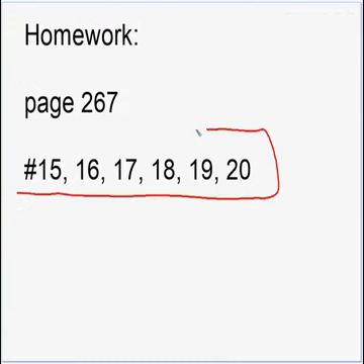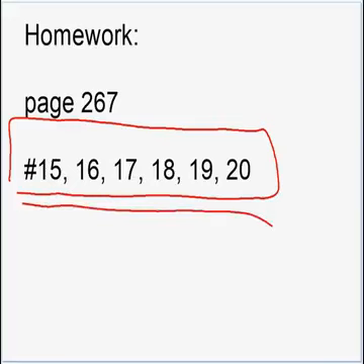Alrighty. Some problems for your enjoyment tonight. 15, 16, 17, 18, 19, 20. Make sure you read the directions and answer the question that they're asking.